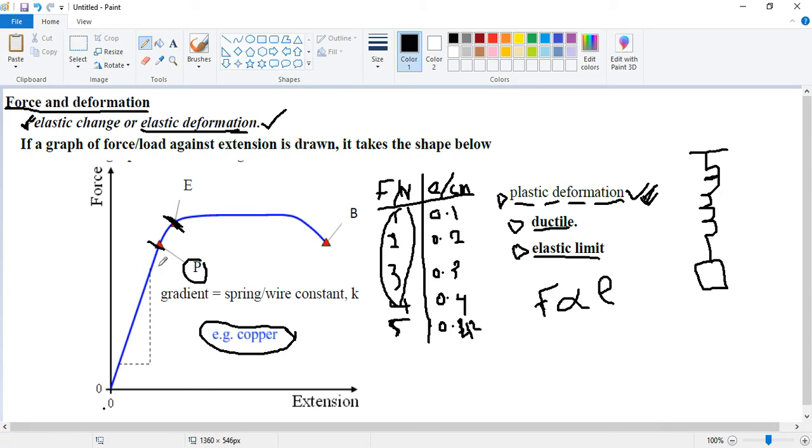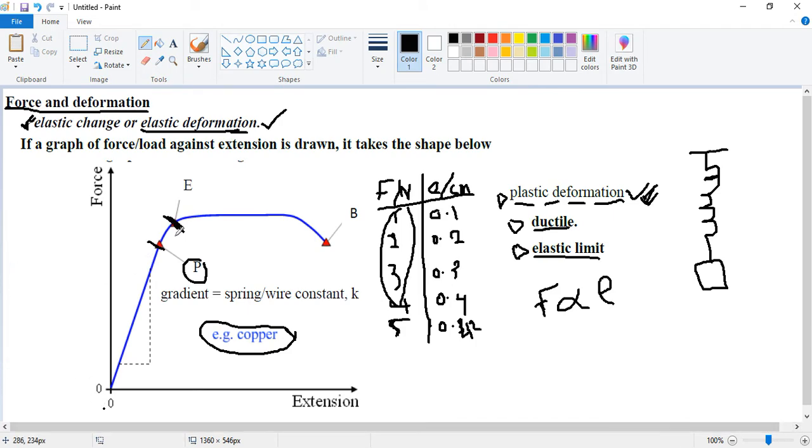Between O and P, the force is directly proportional to the extension. When you increase the force by equal amounts, the extension of the material increases by equal amounts. That's why you have a very straight line. Beyond P, yes, you can add a force and there is an extension, and when you remove the force, the material goes back to its original shape, but the extension is not directly proportional to the applied force.